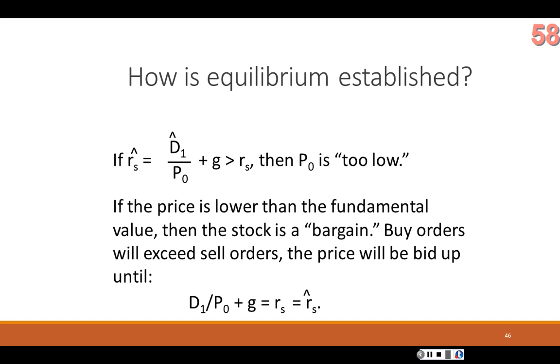If the dividend yield plus the growth rate, the total return, is greater than the required return, the price is too low. If the price is less than the intrinsic value, the stock is a bargain. People are going to buy the stock and bid the price up until the dividend yield plus the growth rate is equal to the required return.